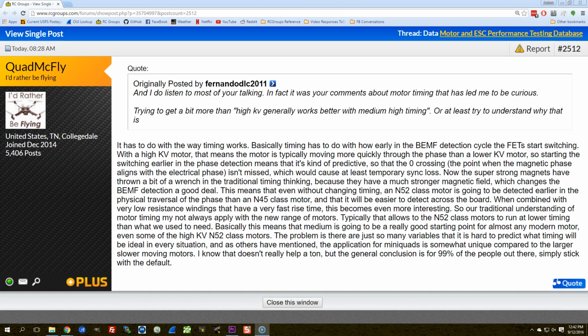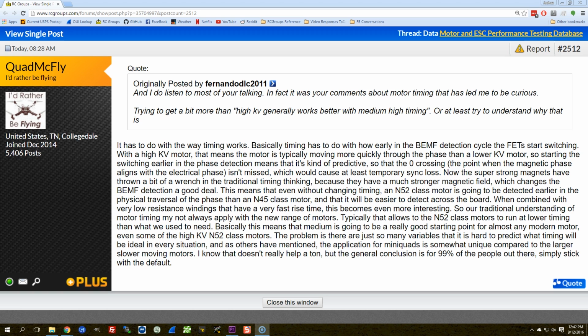Here's a post from Quad McFly on RC Groups, and if you go check out this thread, you can see several responses from other really smart people, like Quad McFly, who's also really smart, talking about this issue of motor timing and what you should use for your motor timing in BLHeli.